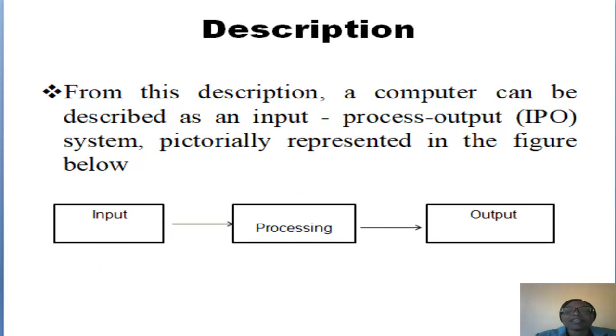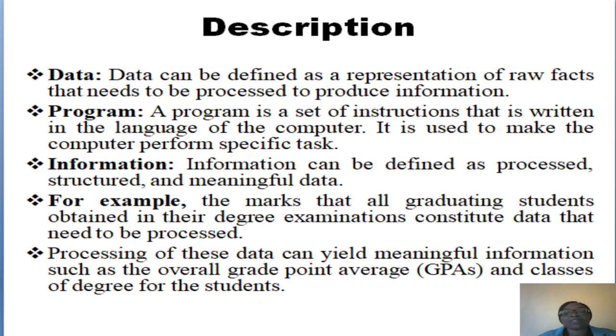Now, I mentioned three things. A computer can be described as input, processing, and output. We call it IPO: I for input, P for process, and O for output. I have a pictorial representation here: input, processing, output. So that is the definition of a computer.